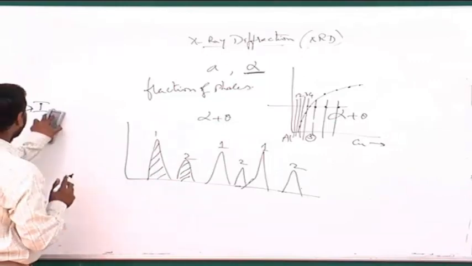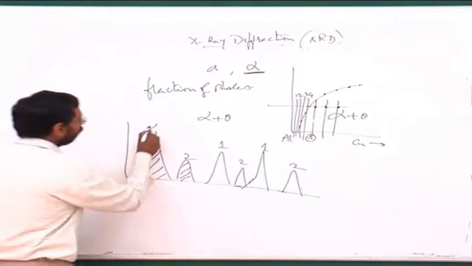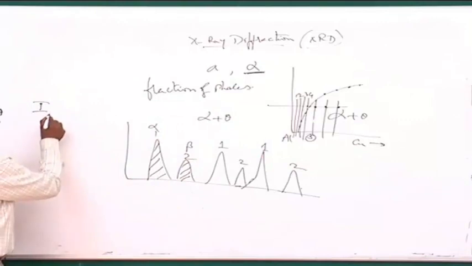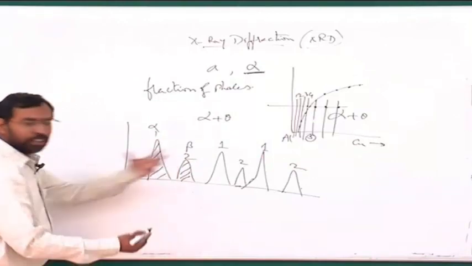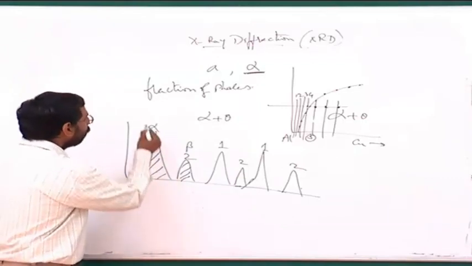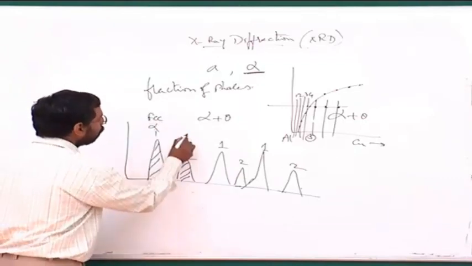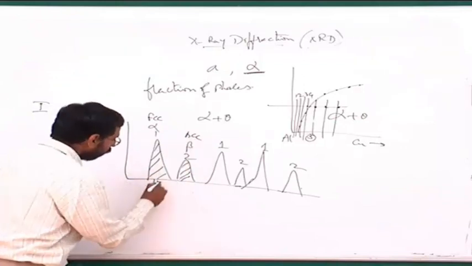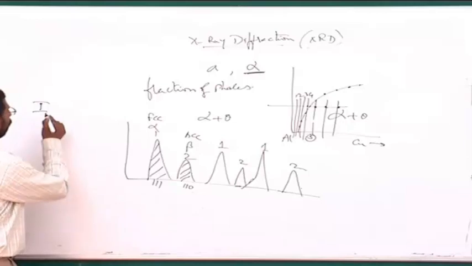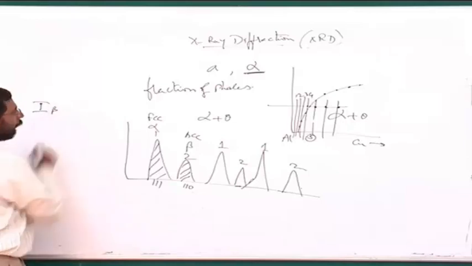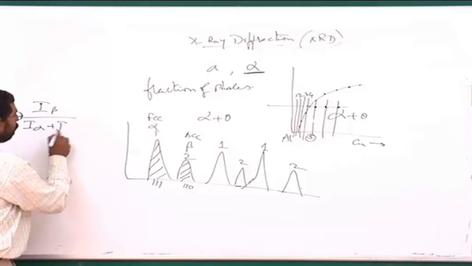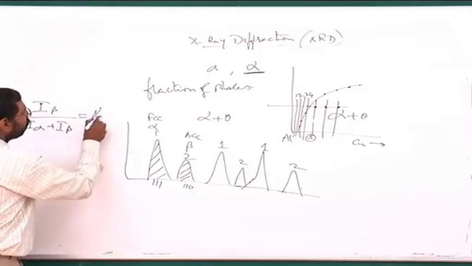So in principle, if I want to find out the amount of phase 2, I can take the intensity of phase 2. Let's say I call this alpha and this beta, just for the sake of understanding, and I take the intensity of the most intense peak. Let's say my alpha is an FCC phase and my beta is a BCC phase. So this is a 111 peak and this is a 110 peak of beta. I will take the most intense peak of beta, I beta, divided by I alpha plus I beta, which will tell me the percentage of beta.